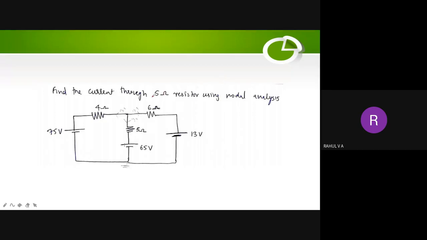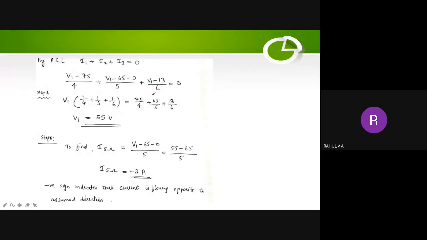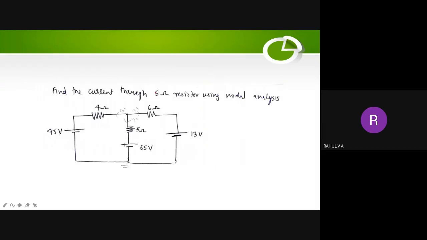So this is the exercise we are going to do today. Okay, this we can do. So the first step is to identify the number of nodes.